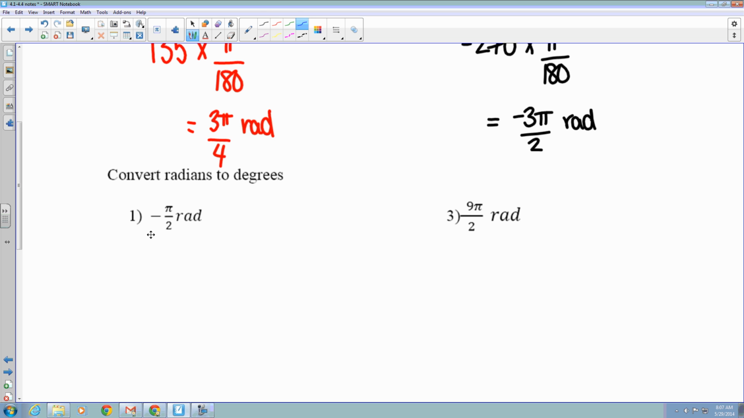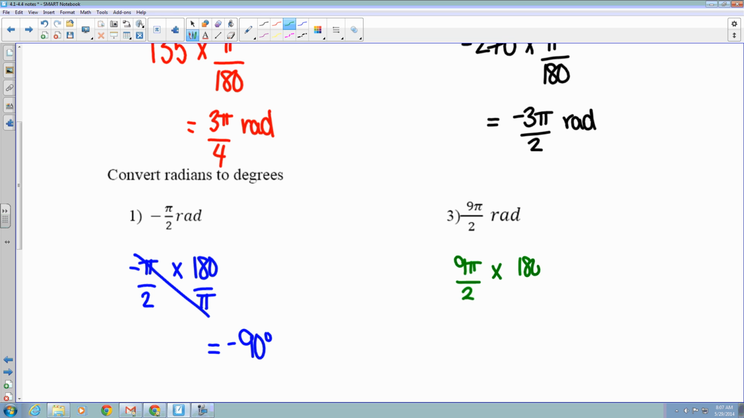Now going the other way, if I start with negative pi over 2 and I'm wanting to convert it to degrees, then I use the 180 over pi for my conversion fraction. The pi's cancel, so this is negative 90 degrees. And our last example over here. Multiply by 180 over pi since I want degrees in my answer. Pi's cancel, and simplifying I get 810 degrees here.